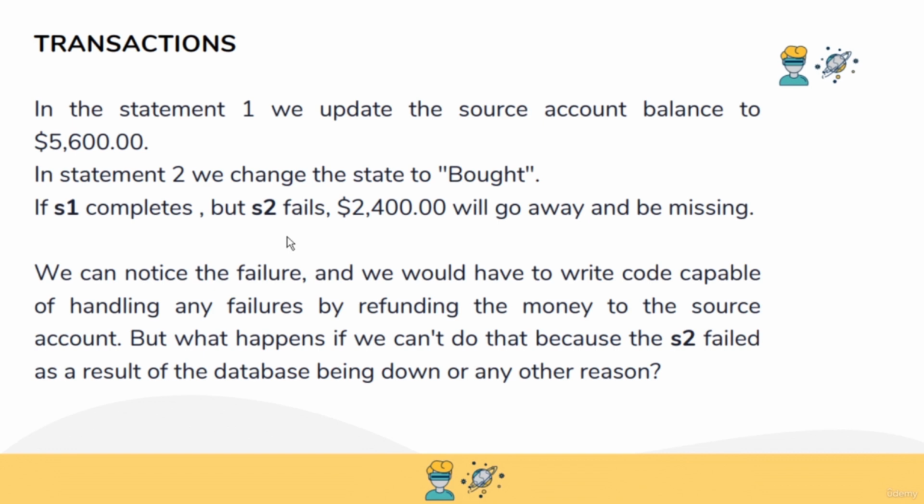We can notice the failure and we would have to write code capable of handling any failures by refunding the money to the source account. But what if we can't do that because statement 2 failed as a result of the database being down or any other reason? Think.